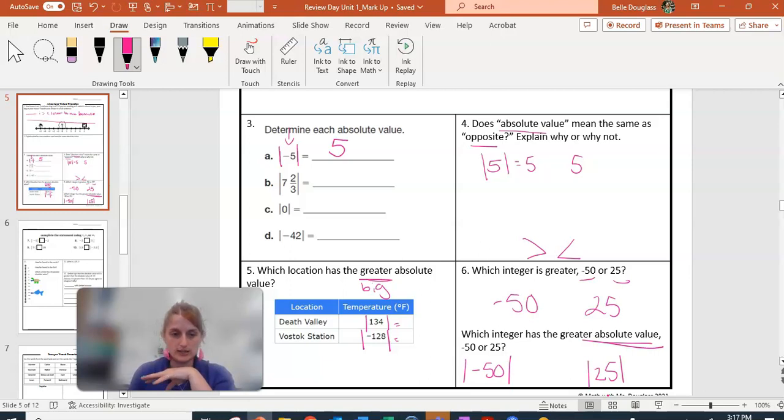You don't need to write out the answer, but you need to think, okay, -50 is 50 spaces away from 0. So really, when I read that, I'm thinking 50. 25 is 25 spaces away from 0. So really, I'm thinking 25. I'm comparing their absolute values. So which one's bigger, 50 or 25? Put the right symbol in the middle, somewhere here, and flip the page.